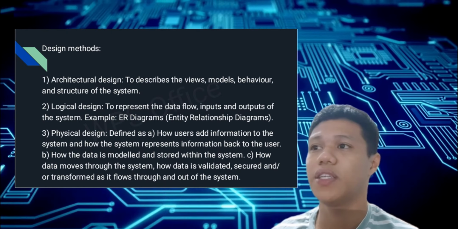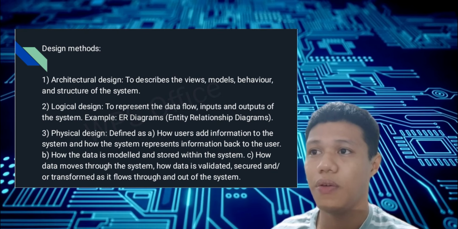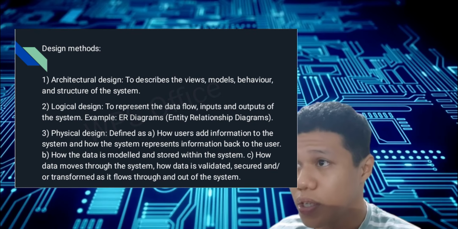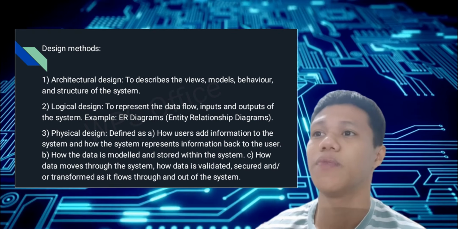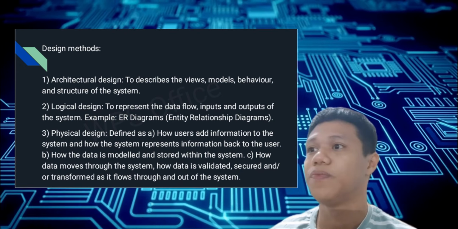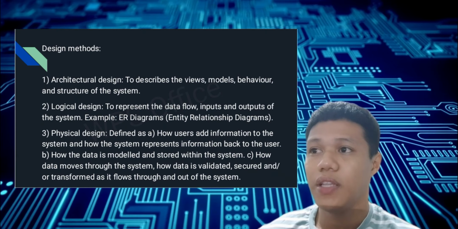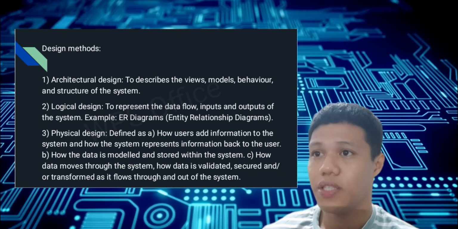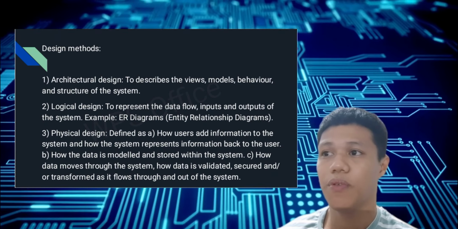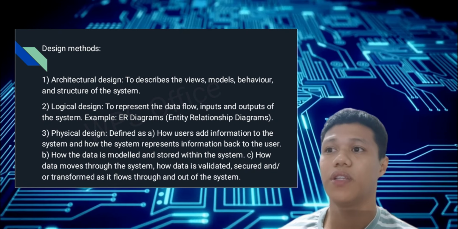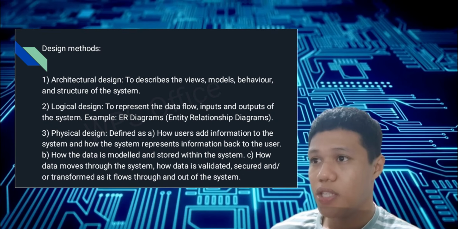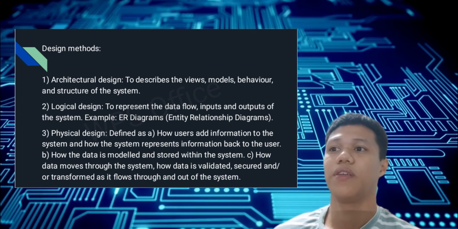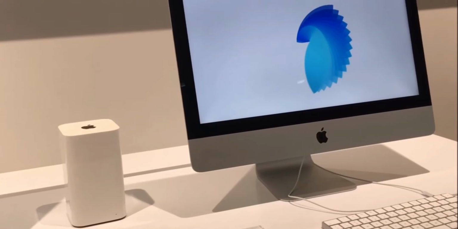Number 3, physical design, defined as how user information is to be input into the system and how the system represents information back to the user, or how the data is modeled and stored within the system, how the data moves through the system, and how data is validated, secured, or transformed as it flows through and out of the system.